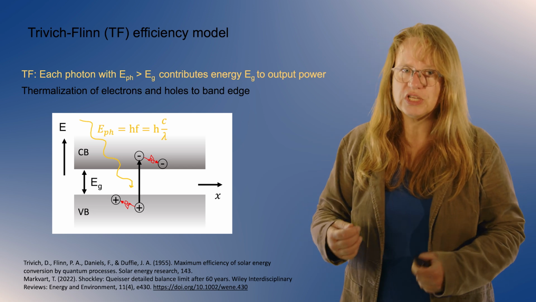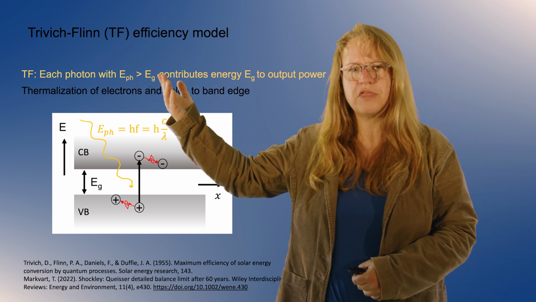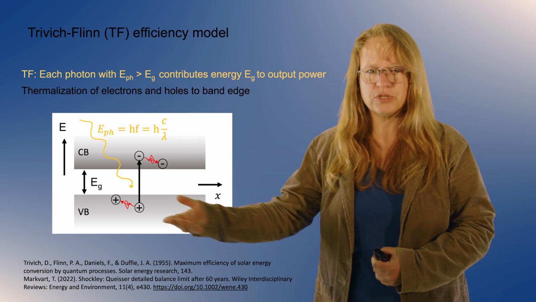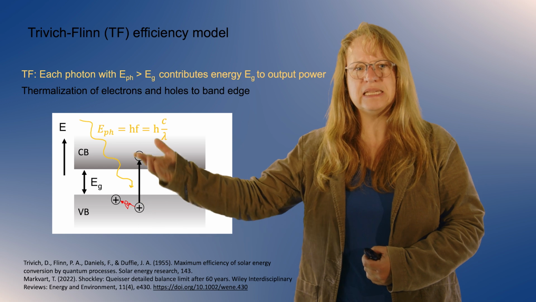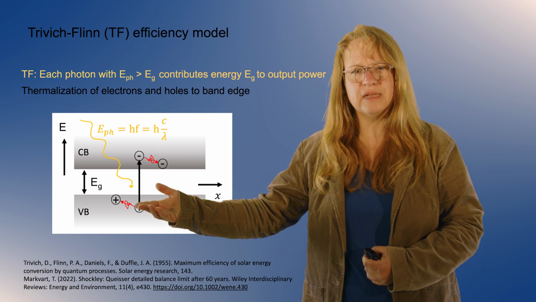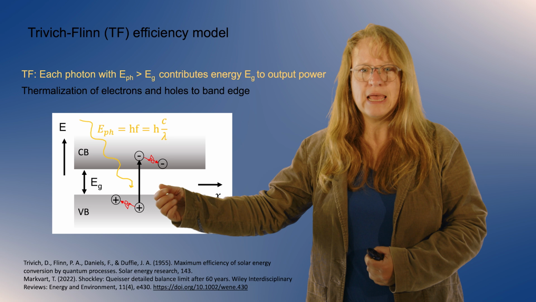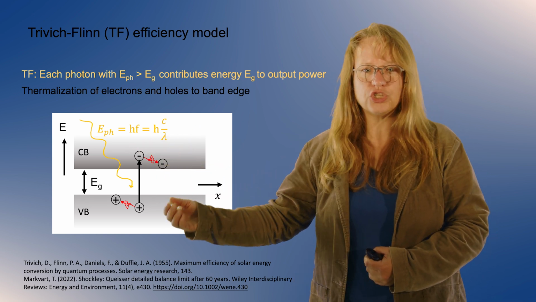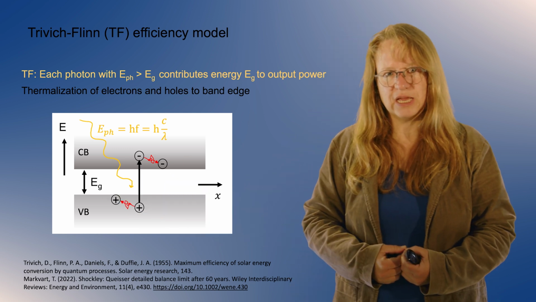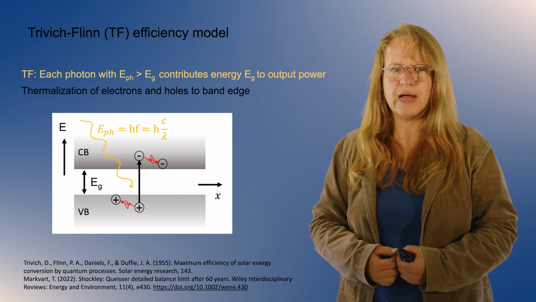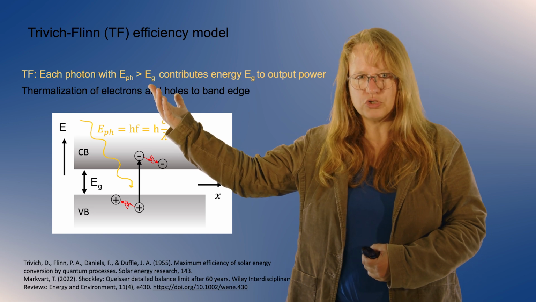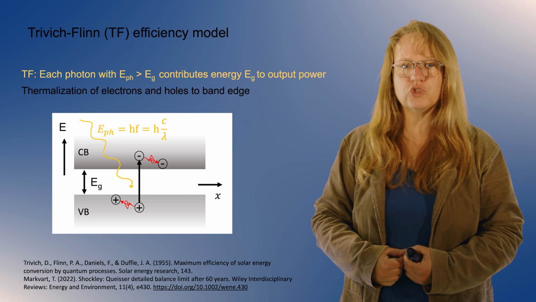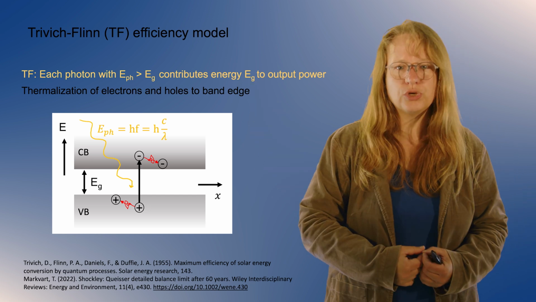And it is considered that every photon with an energy larger than the band gap energy is absorbed. So all photons with an energy exceeding the band gap energy are absorbed, form an electron-hole pair, and then the electrons thermalize quickly to the band edge. Also the holes thermalize to the band edge. So the Trivich and Flinn efficiency model argued we absorb all photons with energies larger than the band gap energy, and each of these photons contributes the band gap energy to the output power.